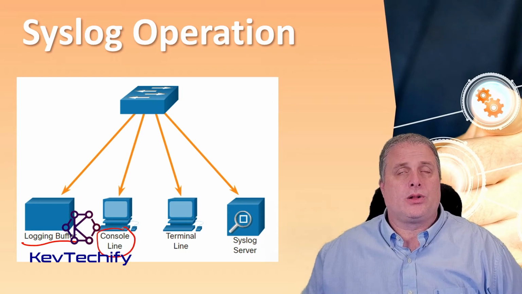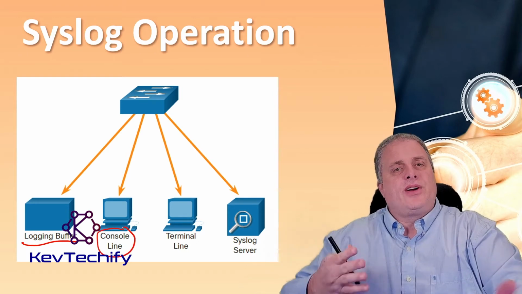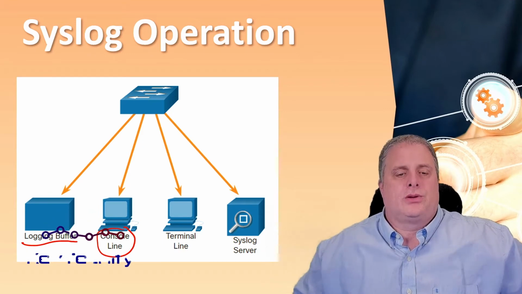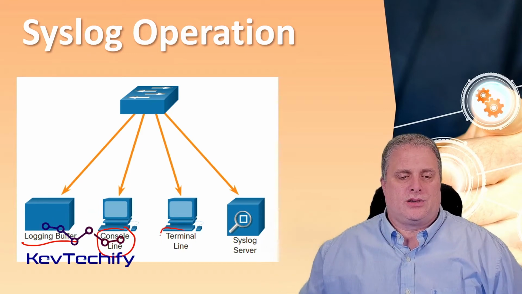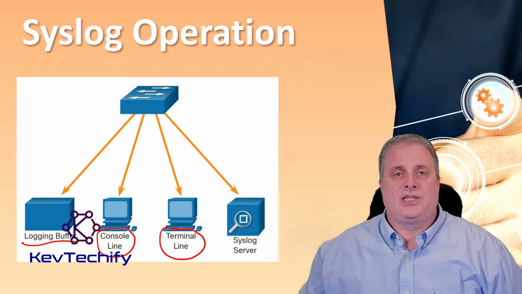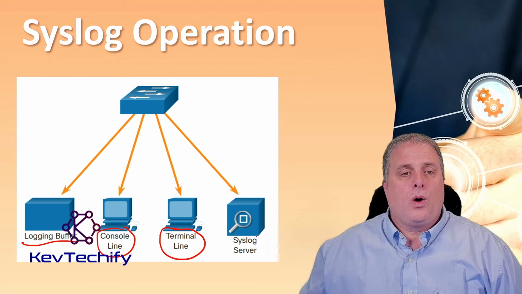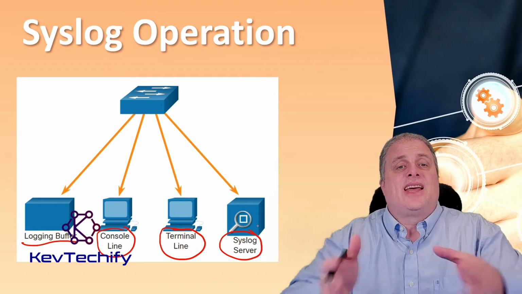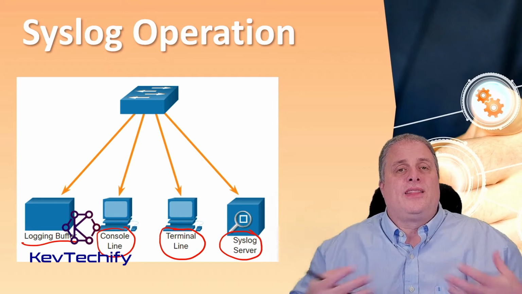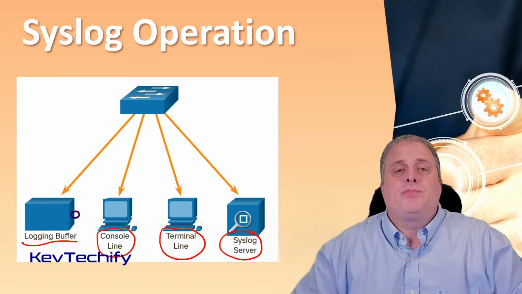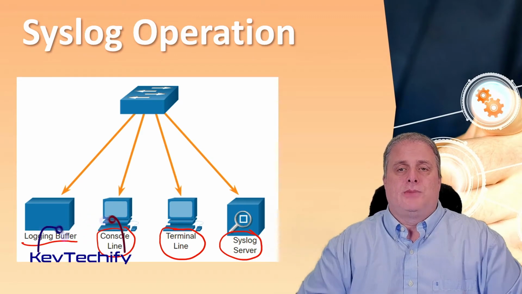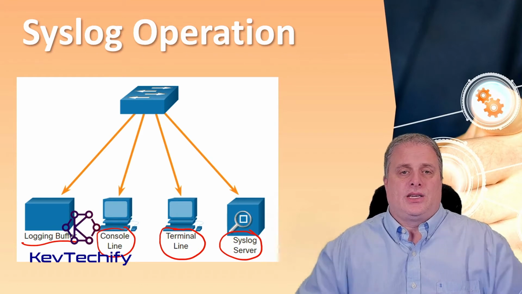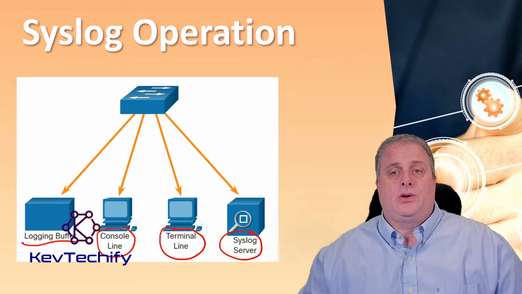This is the console out, so you have to have another device connected to that console connection to look at those. Then we have a terminal line, very similar to that console connection in how it's set up, or they can send it to a Syslog server, a server specifically set up to collect that information. It is possible to remotely monitor system messages by viewing the logs on a Syslog server or by accessing the device through Telnet, SSH, or through the console port.